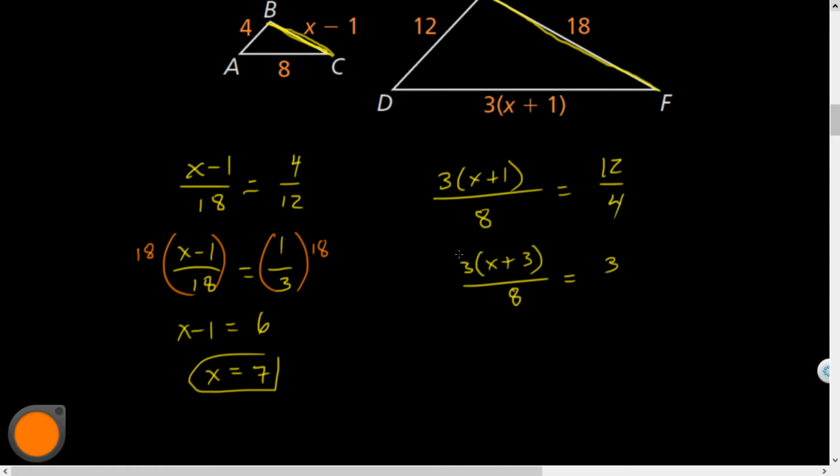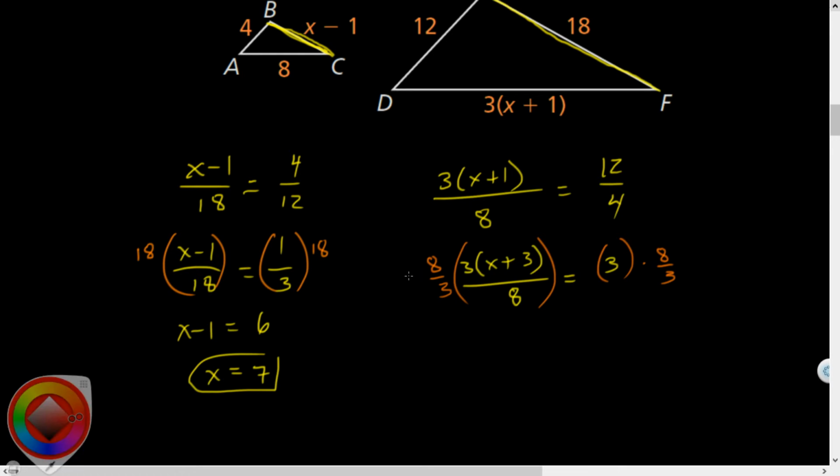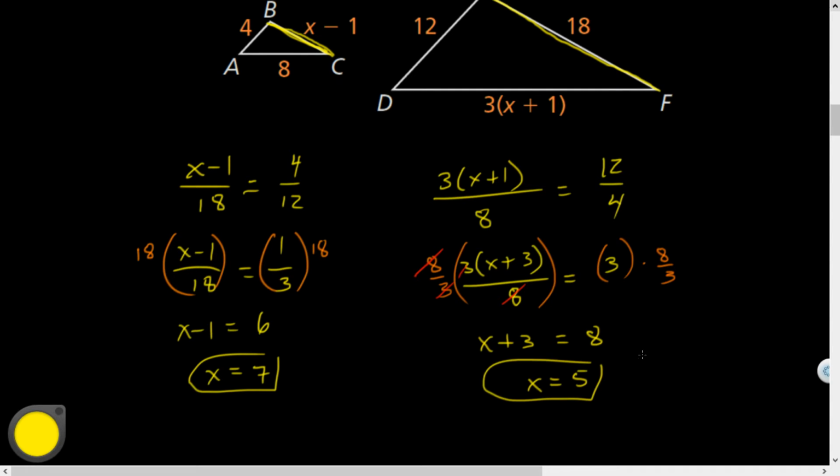Check this move out. Ready? Watch this. I'm going to two birds, one stone this. 3/8, if I multiply by its reciprocal, 8/3. You guys see how smooth that move is? And I got x plus 3 is equal to, those 3's cancel out, 8, and I get x equals 5. Hey, two different solutions?